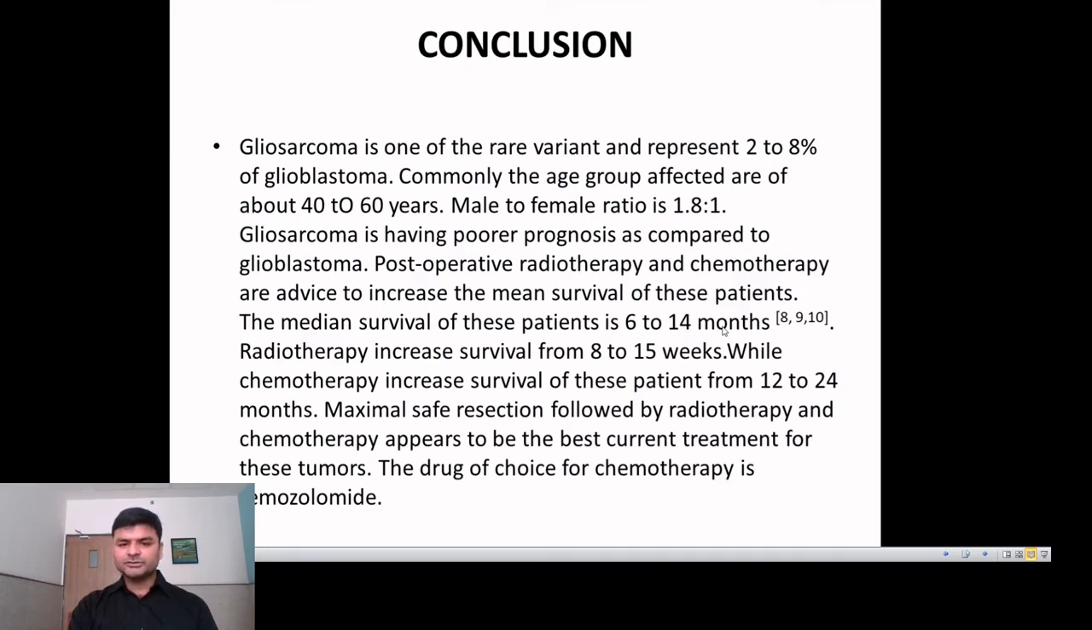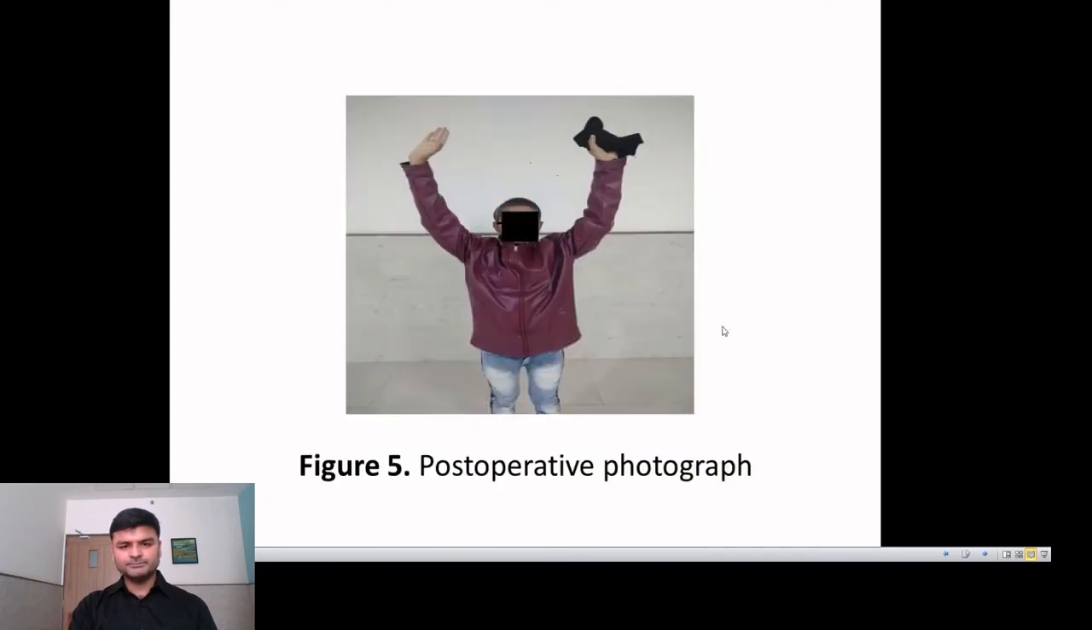The mean survival of these patients is just 6 to 14 months, but radiotherapy increases it from 8 to 15 weeks, while chemotherapy increases survival of these patients from 12 to 24 months. Maximal safe resection followed by radiotherapy and chemotherapy appears to be the best current treatment for these tumors. The drug of choice for chemotherapy is temozolomide.